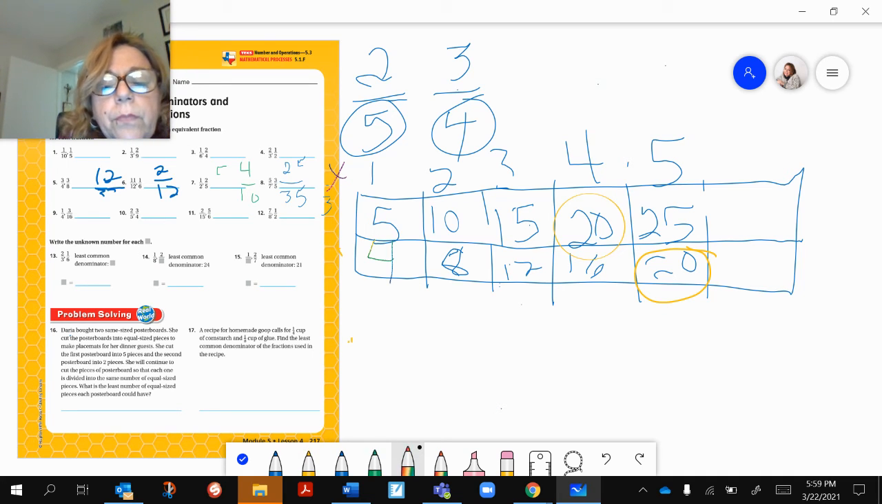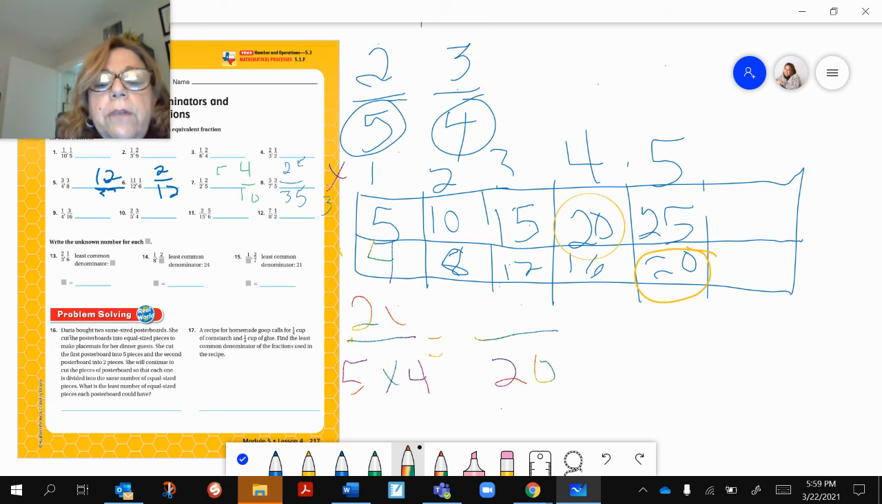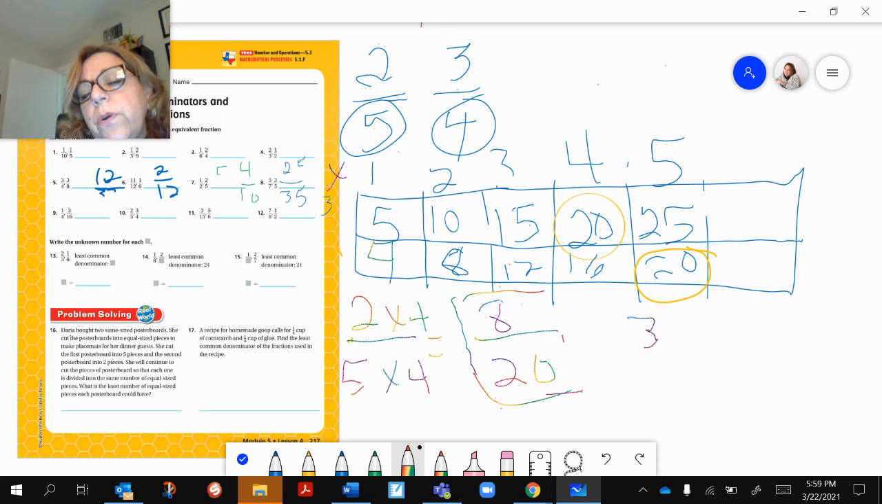So now I have 2/5 is going to equal 20. So 5 went into 20 how many times? 4 times. And whatever I do to the denominator, I must also do to the numerator. So 2/5 is also the same as 8/20. I'm going to do the same with my 3/4.